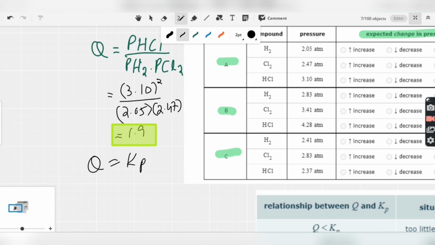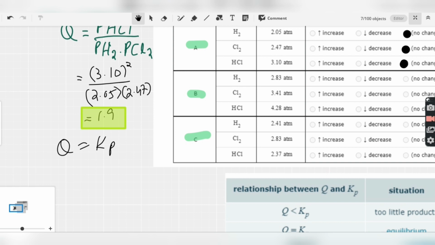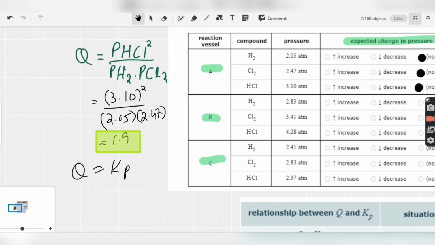So when Q is equal to Kp, that means the engineer can expect no change in the pressure of the reactants and the product. So we have to click on no change for the reactant and the product. We can use the same method for vessel B and C as well.